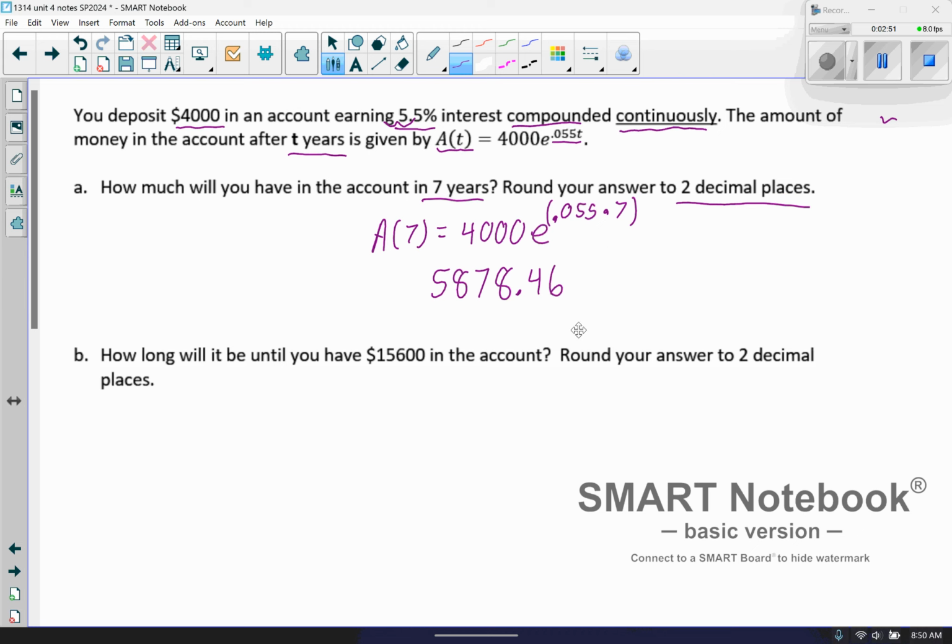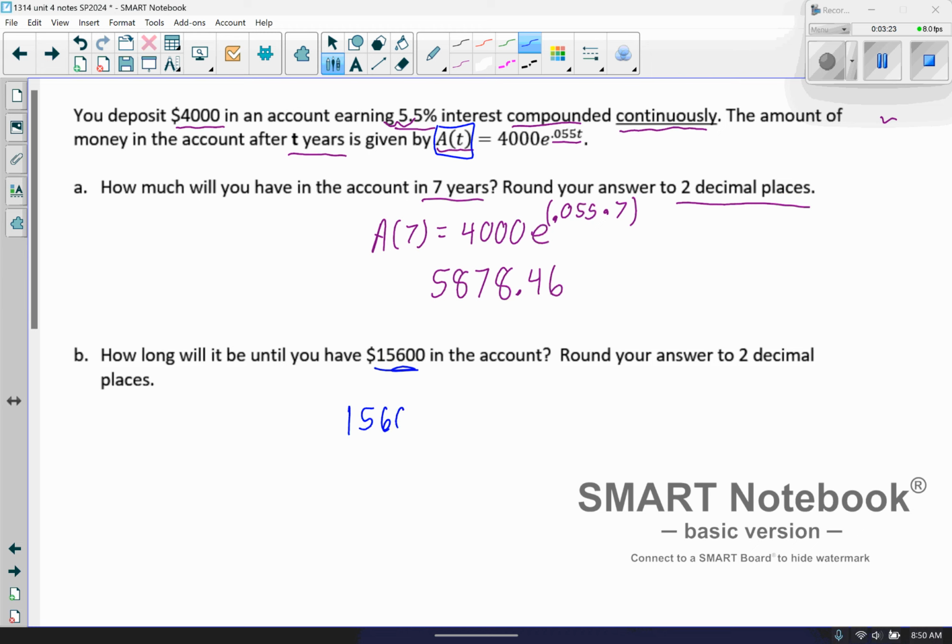What's going to be different now is we're going to be asked to solve for time. And so then we have to use the skills we learned in 4.4 to help us there. So right here it says, how long will it be until you have $15,600 in the account? Round your answer to two decimal places. What's different here is they're actually telling me what A of t is. They're telling me what the account balance will be after a certain amount of time. We just don't know the time, right? So that's what I'm going to plug in there.